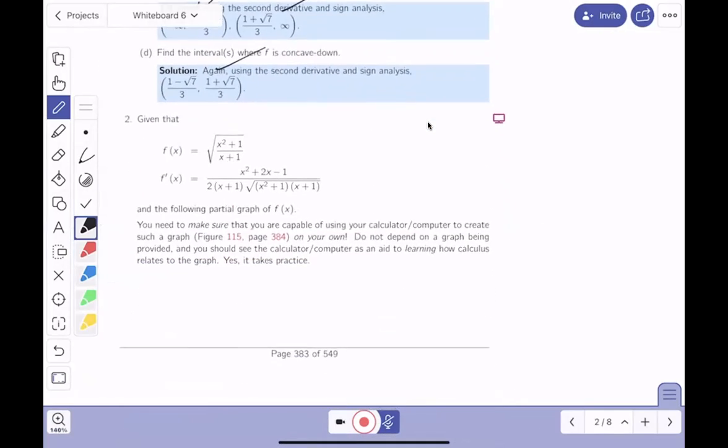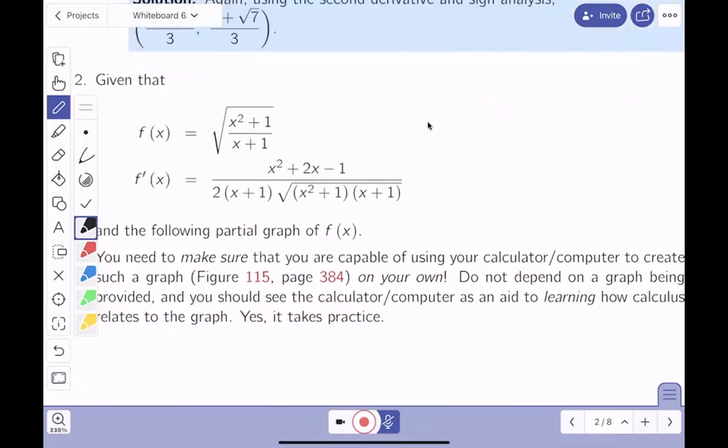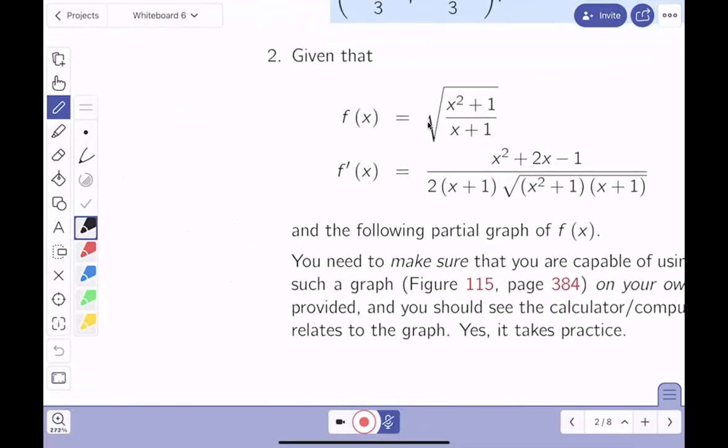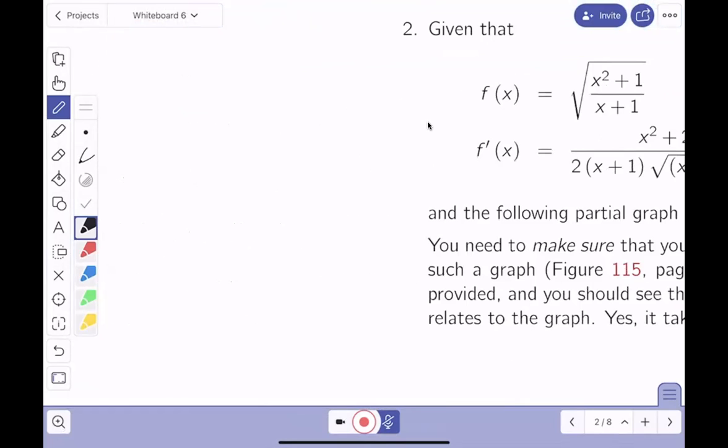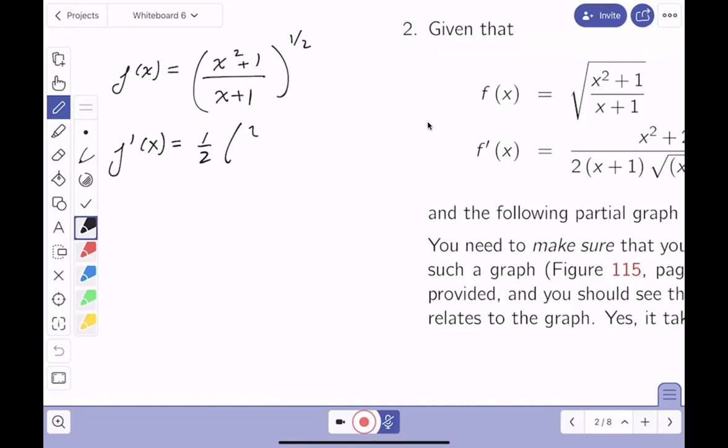All right, let's take a look at number 2. They want me to do something first. They want me to verify. And let's write this down. f of x is going to be x squared plus 1 over x plus 1, to the half power. And f prime, don't be alarmed. I have an answer to aim for at least.